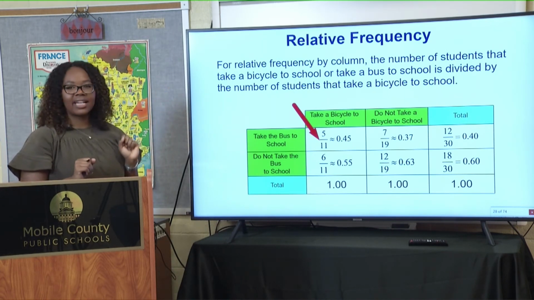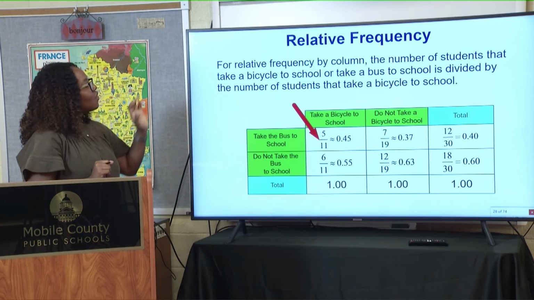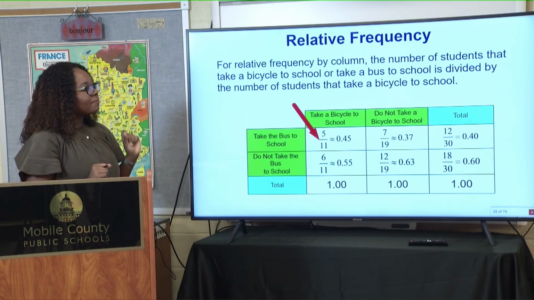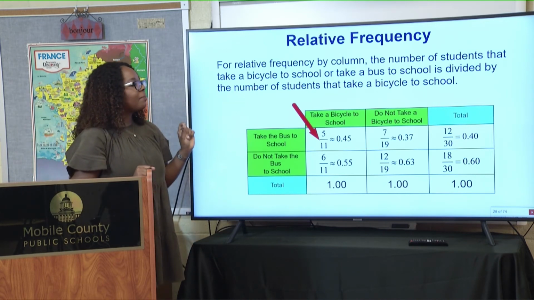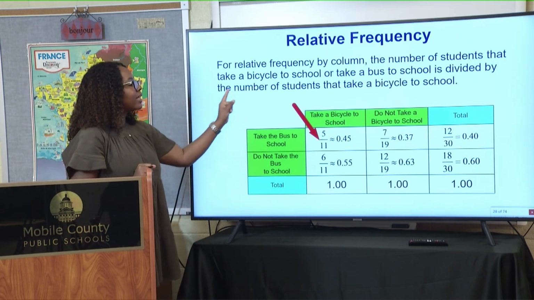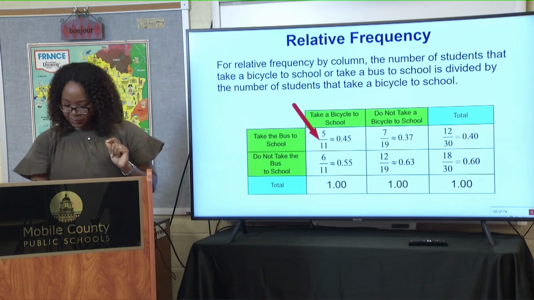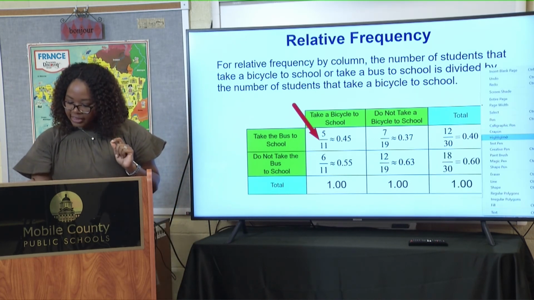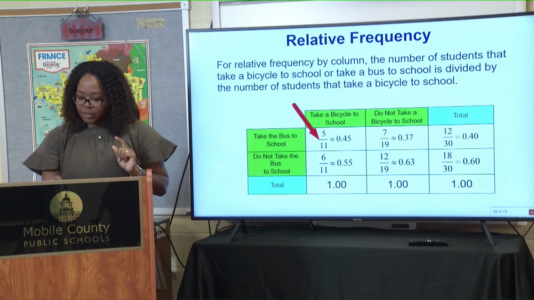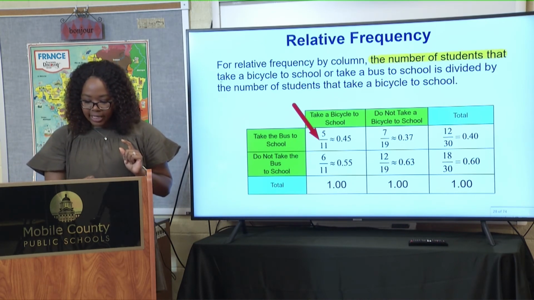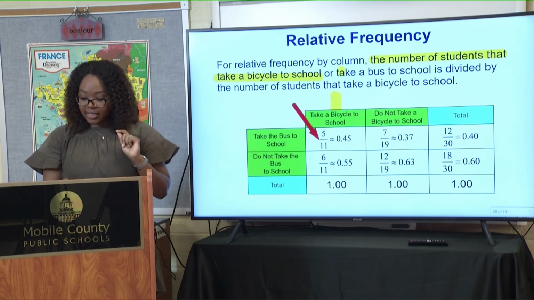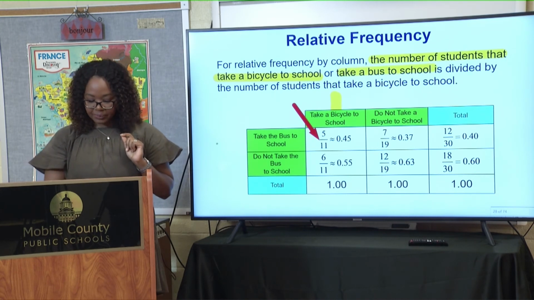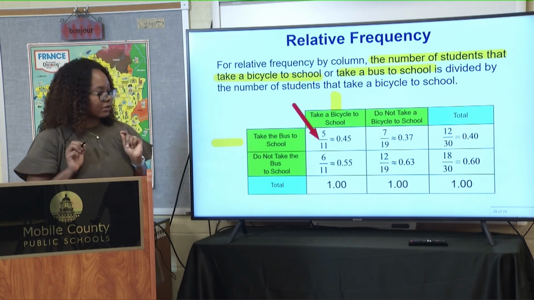This time, let's look at it as a column. For relative frequency by column, the number of students that take a bicycle to school or take a bus to school is divided by the number of students that take a bicycle to school. So let's take a look at this. We're looking at the number of students that take a bicycle to school. Here's the number of students that take a bicycle to school or take a bus to school. Here's the number of students that take a bus to school.